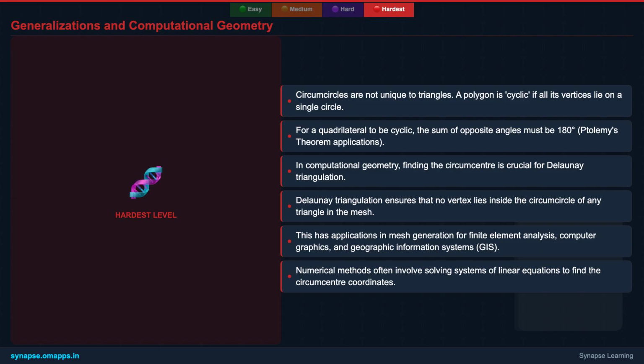degrees. In the realm of computational geometry, finding circumcenters is vital for algorithms like Delaunay triangulation. This technique is used to create optimal triangular meshes in various fields like computer graphics, for rendering 3D models smoothly, in finite element analysis for simulating physical phenomena, and in geographic information systems, for efficient spatial data representation. Numerical methods often approximate the circumcenter by solving systems of equations, highlighting its practical importance.